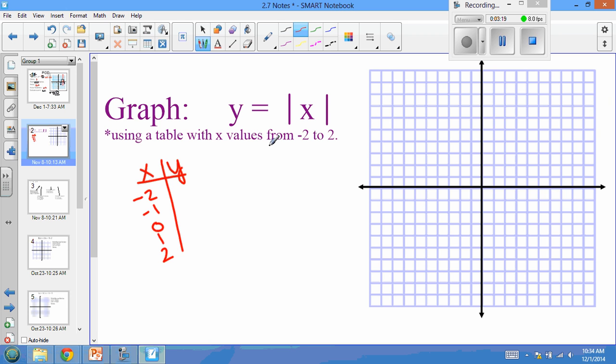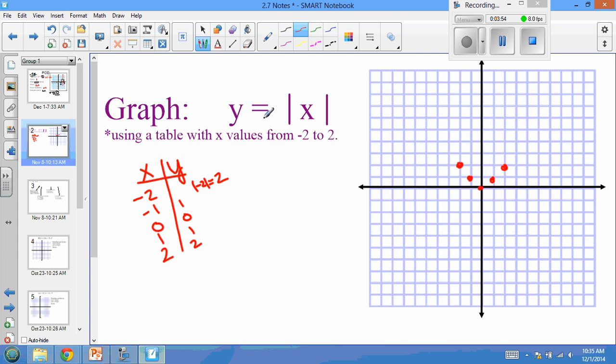Okay, so if I plug in negative 2, I want to know the absolute value of negative 2, which would be 2. The absolute value of negative 1 is 1. Absolute value of 0 is 0. Absolute value of 1 is 1. And the absolute value of 2 is 2. Remember, absolute value tells you the distance from 0. Okay, so now I'm going to plot these points. So my first point, I knew x was negative 2 and y was 2. So I'm at (-2, 2). (-1, 1), (0, 0), (1, 1), and (2, 2).